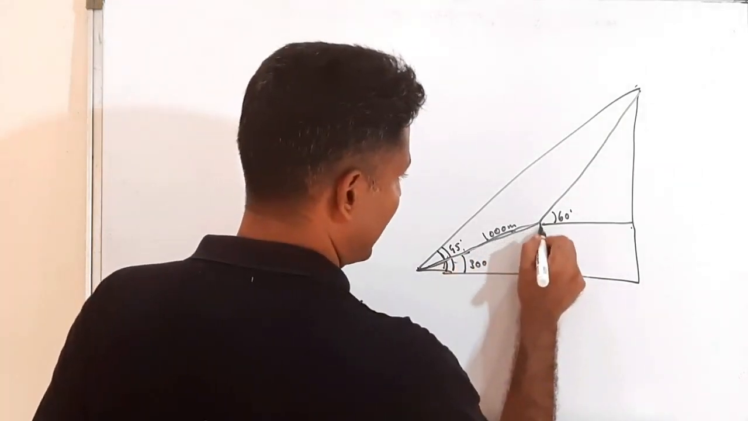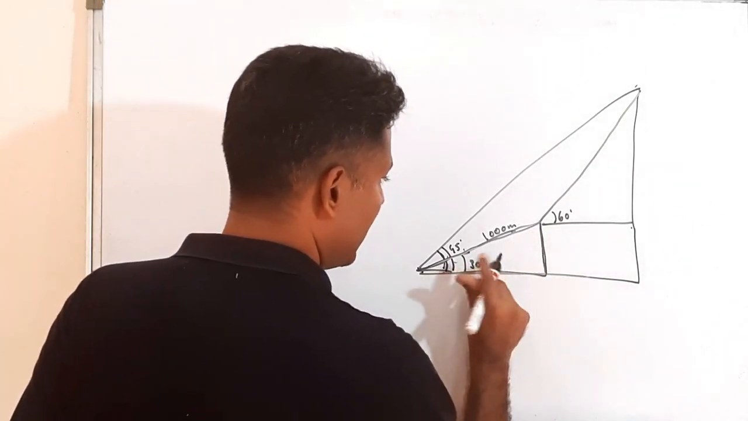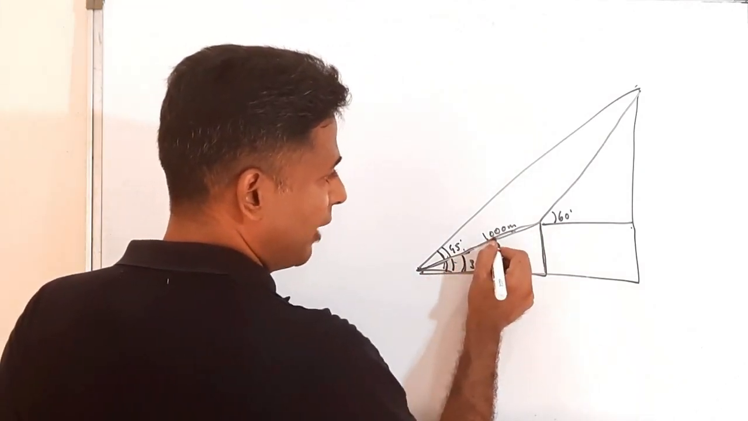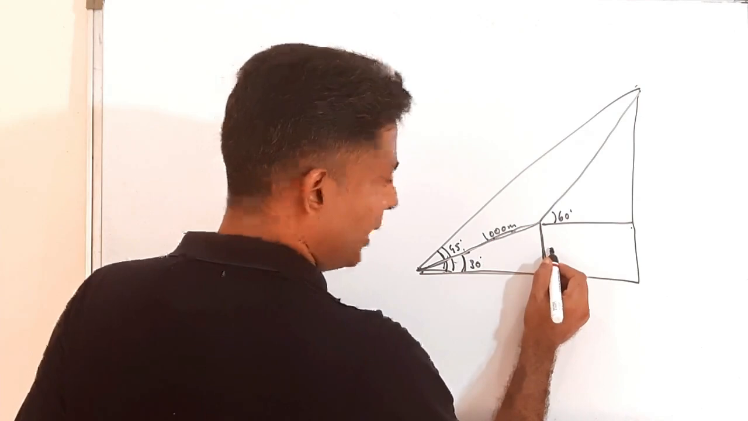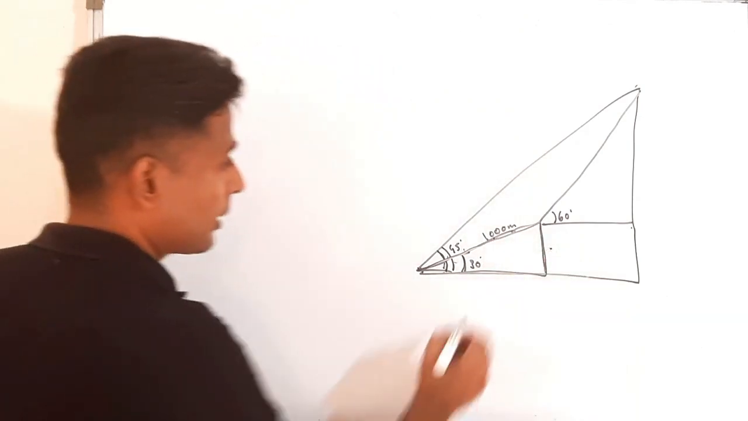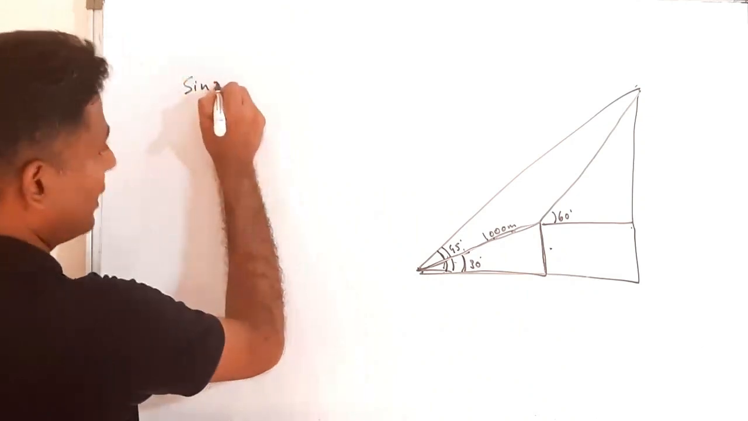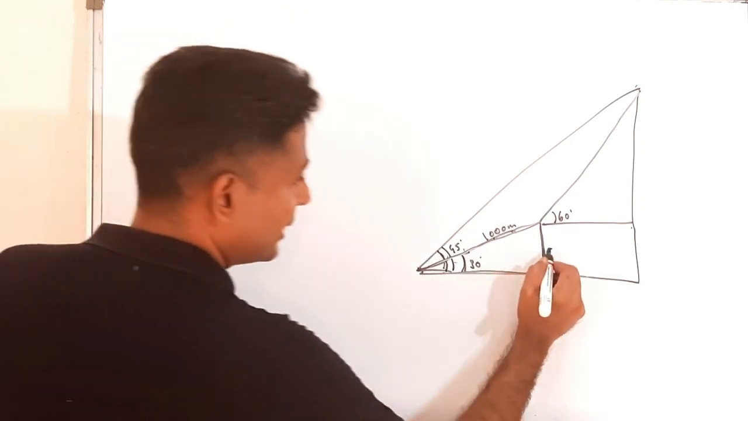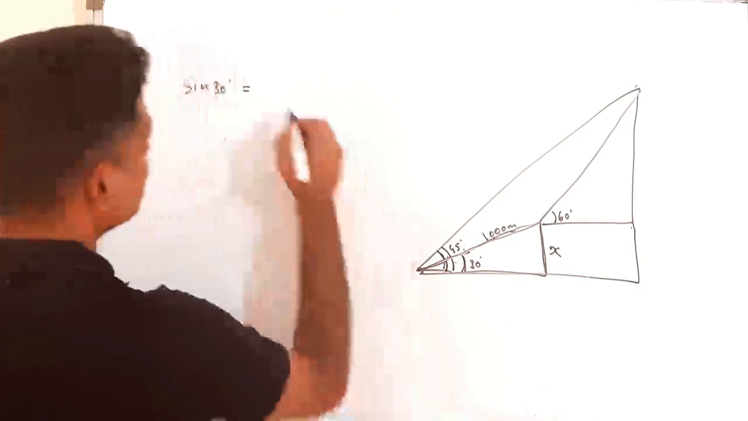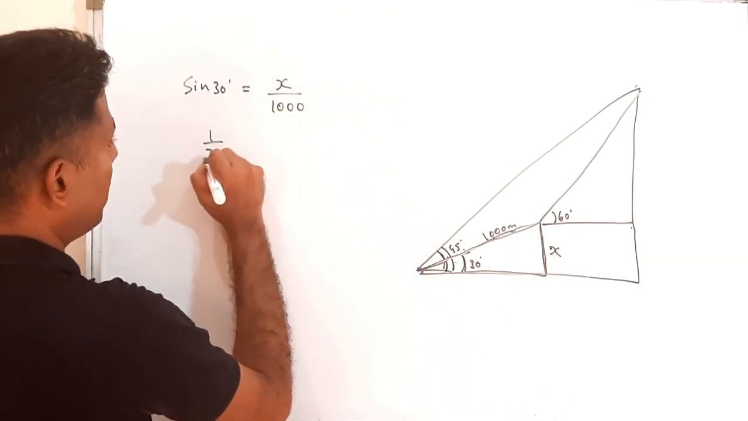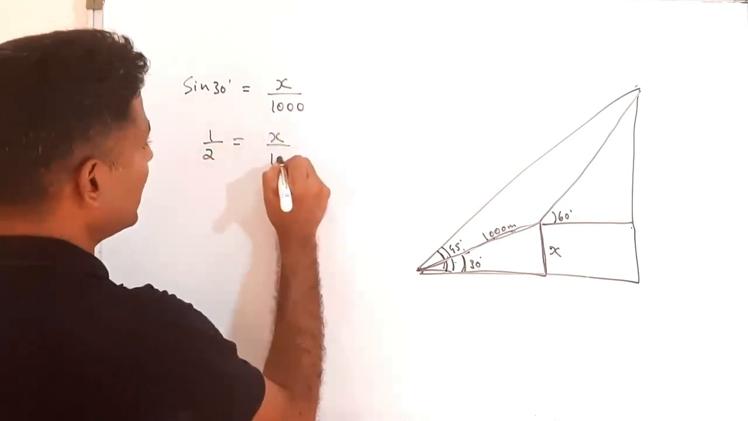So if you see this triangle, right, we have not 300, it's 30 degree. We have one angle and we have hypotenuse. We need to find opposite. Right? So from what do we have? Hypotenuse and opposite, sine. So sine 30 equal to, let's say this is x, opposite by hypotenuse. So x, sine 30 is 1 by 2 equal to x by 1000.